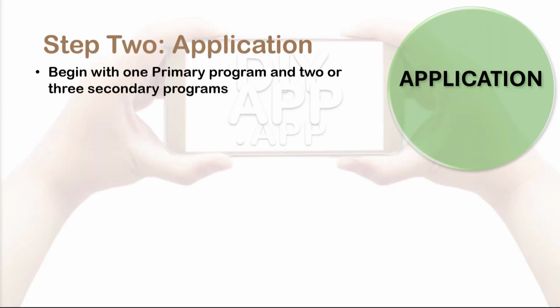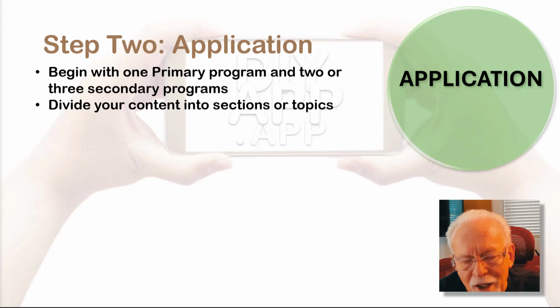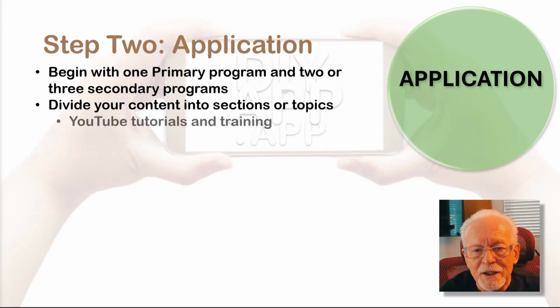Step 2, application. Begin with the primary program and 2 or 3 secondary programs, and then divide your content into sections or topics. And be liberal. Put a little information on many slides rather than trying to cram a lot of information on one slide, knowing you're going to add more information later.